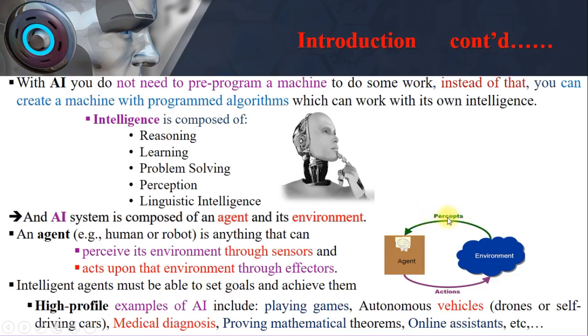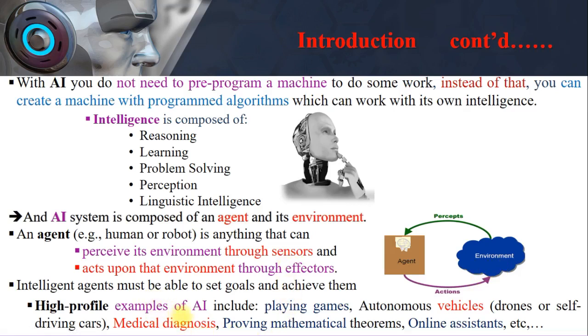Those are used to perceive the input or different effects from the environment, and they have the effectors, which can perform actions on the environment. So in order to have an artificial intelligence system, we need these two points, agent as well as environment. The agent senses or perceives the input from the environment, and can act on the environment according to that input.